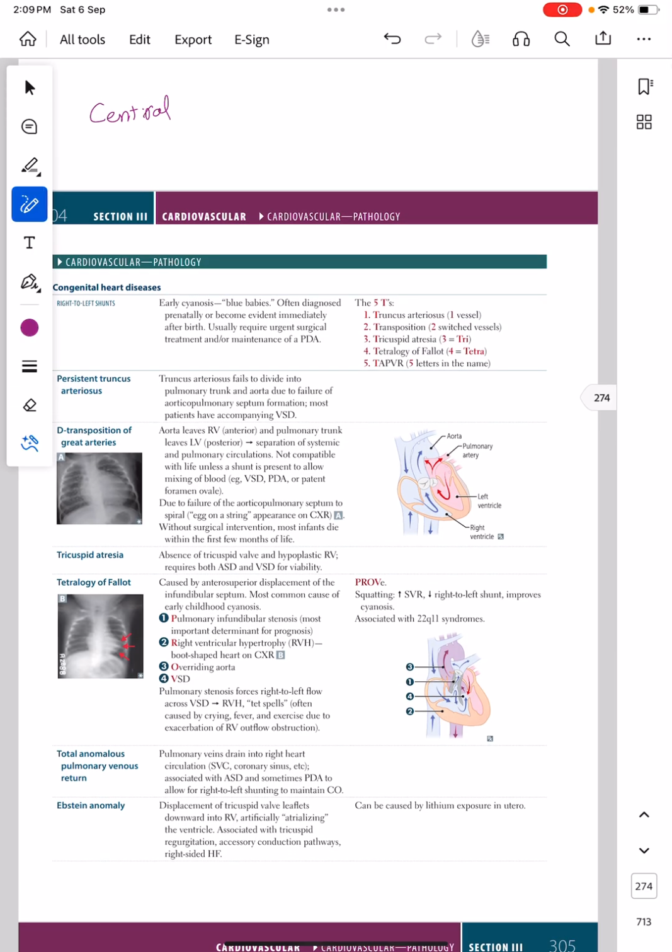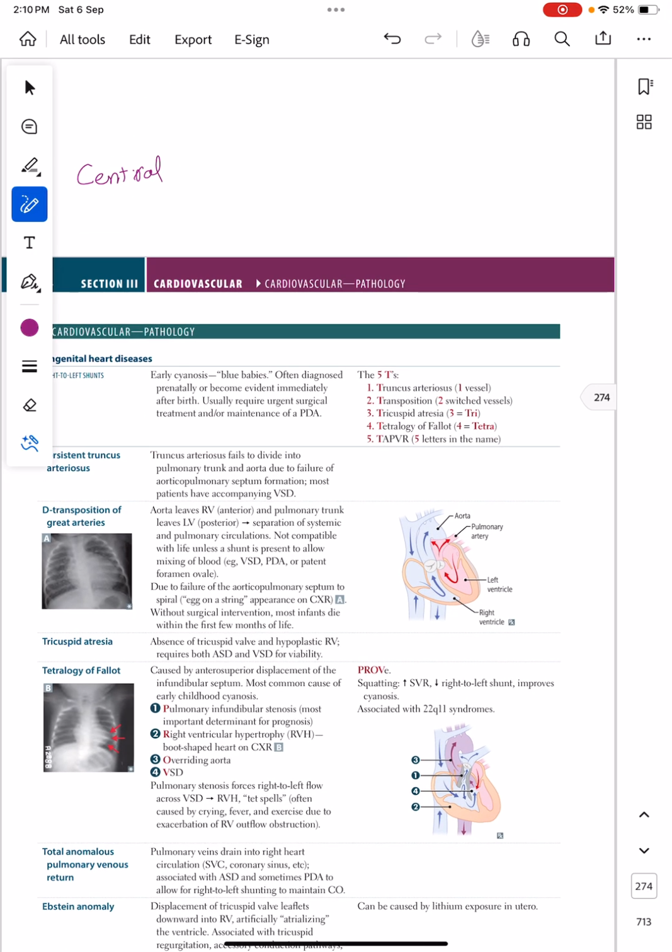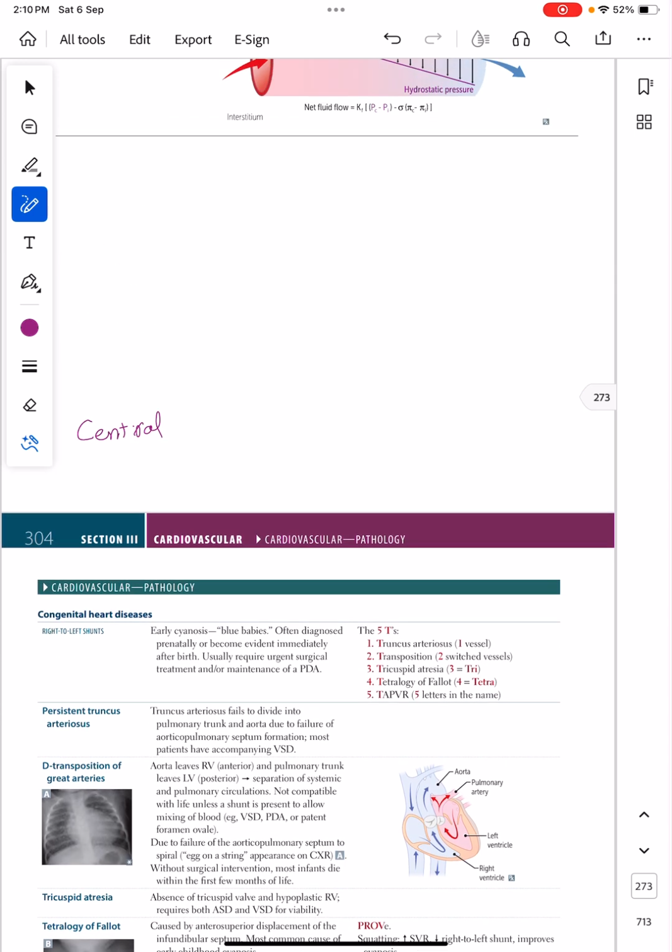So the first condition, the right to left shunts or the cyanotic heart conditions or the terrible T's, causes early cyanosis or the blue babies. It is often diagnosed prenatally or even after birth, and it requires urgent surgical treatment or the maintenance of PDA. Whenever there is a congenital heart condition which causes early cyanosis, we need a shunt like a VSD or a PDA. We want to maintain that PDA or VSD so that blood to the lungs is delivered through that shunt. If we close that shunt, it will cause immediate death of the baby.